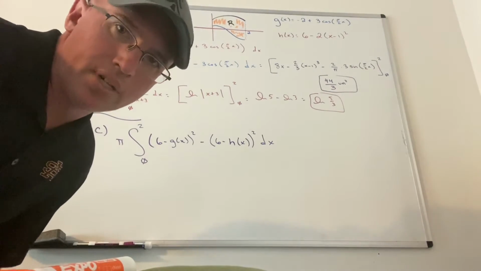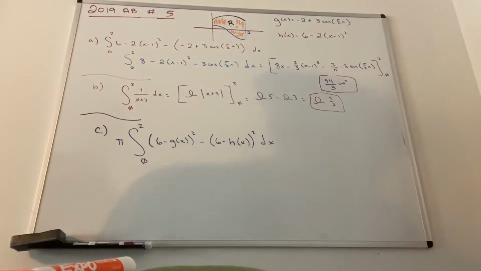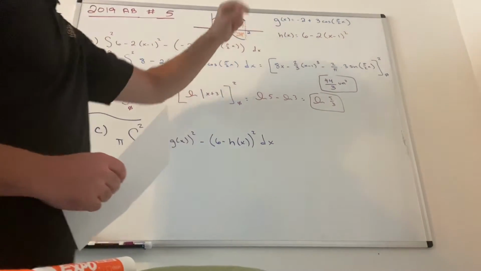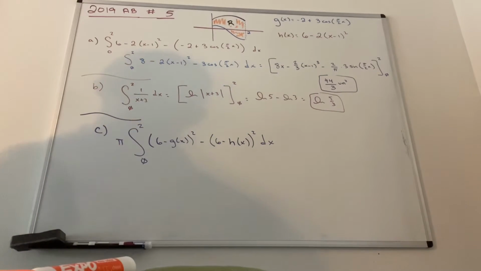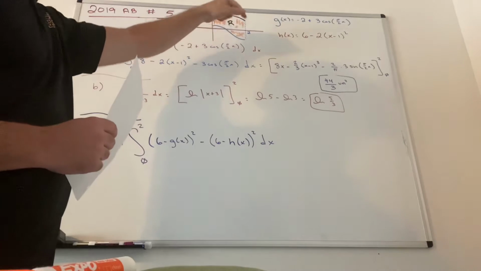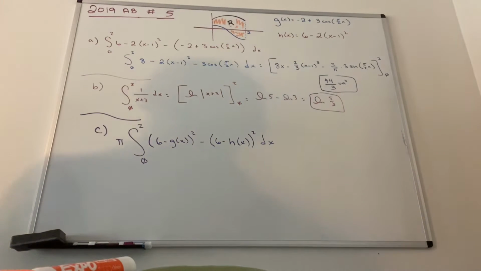All right, this is question number 5 from the 2019 AB exam. In this one, you're given region R, and it's being trapped in between two graphs. It tells you what the graphs are here and here. In less than 10 seconds, you should be able to figure out that's the cosine graph and that's the parabola. When you find the area between two curves, it's the top graph minus the bottom graph.